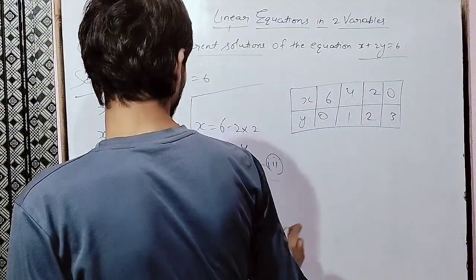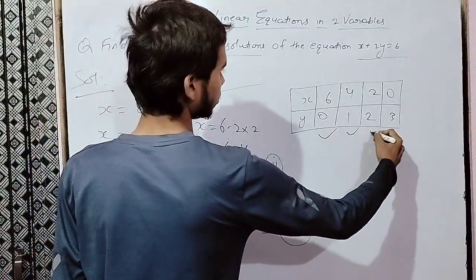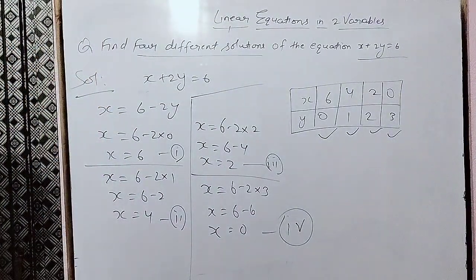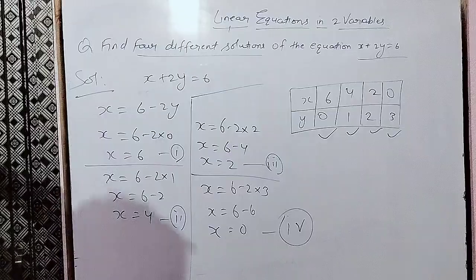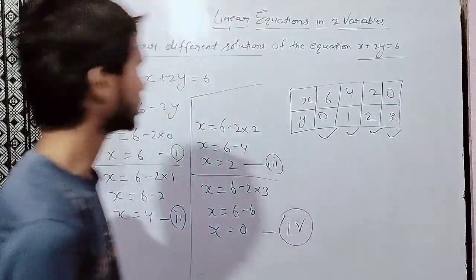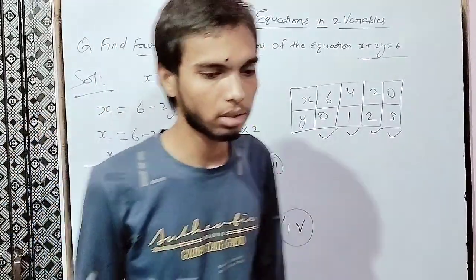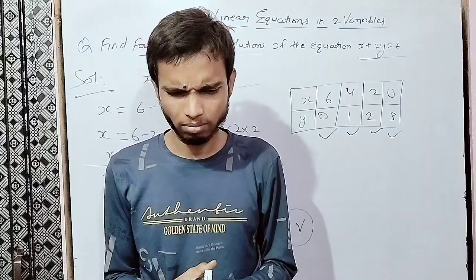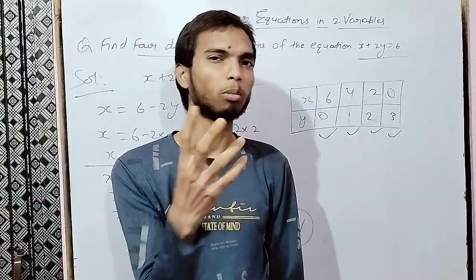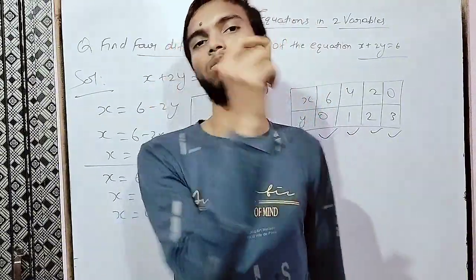So we have found 4 different solutions of the equation x plus 2y. From here, you understood that a lot of solutions can be found for a linear equation. This is the point that you understood from this.